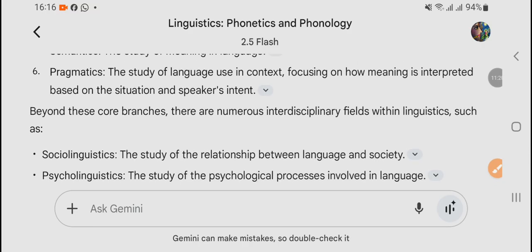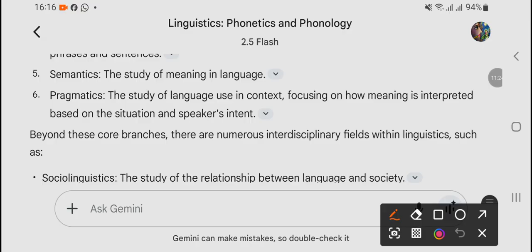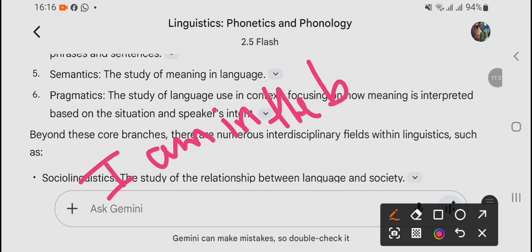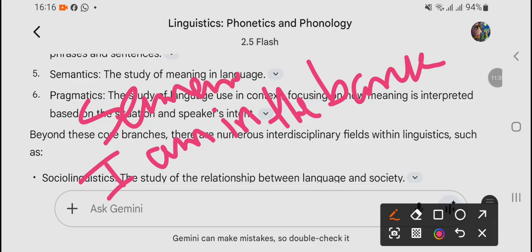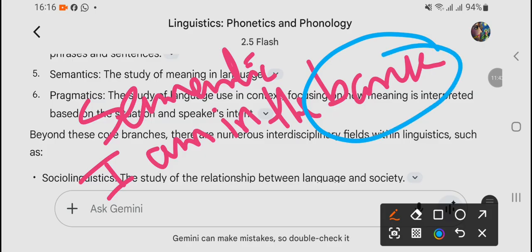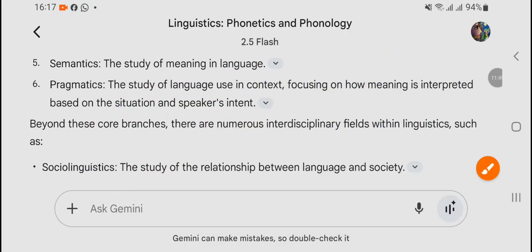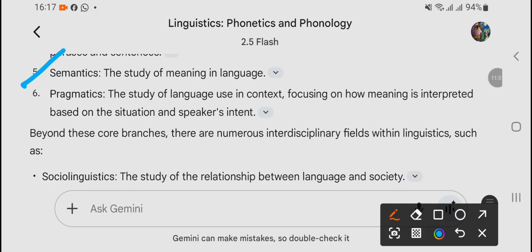Semantics, another example. "I am standing on the bank," right? "I am in the bank." So what is bank? Bank is a river coast or bank is a financial institution? Not clear. So the meaning is changed, and that comes under semantics.